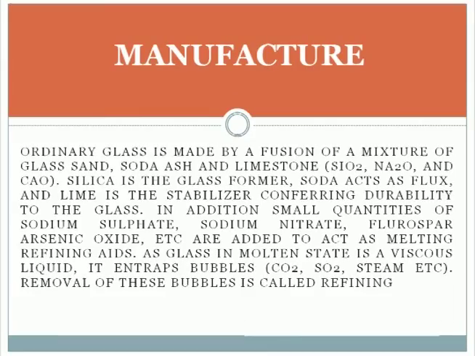Manufacturing. The ordinary glass is made by a fusion of a mixture of glass sand, soda ash, and limestone, SiO2, Na2O, and CaO. Silica is the glass former, soda acts as flux, and lime is the stabilizer, conferring durability to the glass.